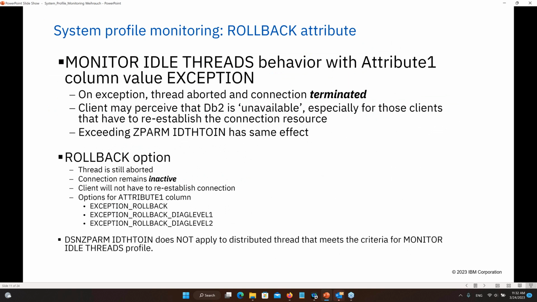You actually want to think about the rollback option as a specific characteristic. If you define in an attribute one column exception_rollback, then the thread is still aborted, but the connection remains inactive, which means the application still sees the connection to DB2 and it's just in an inactive state, ready to take new work. Of course, you have nothing pending from a previous unit of work. This was all cleaned up by the abortion.